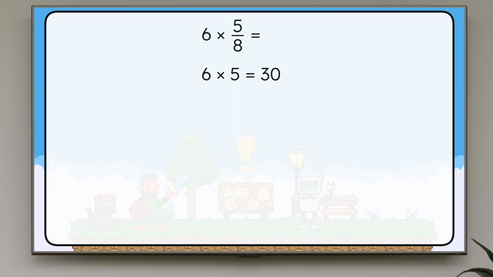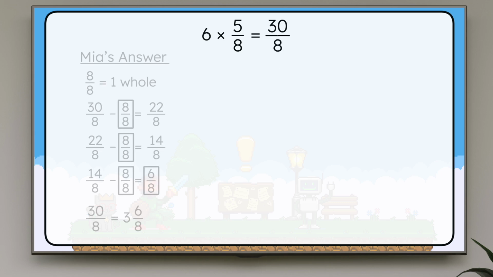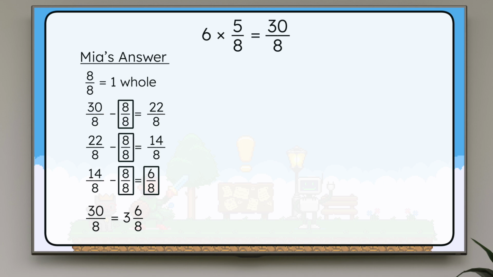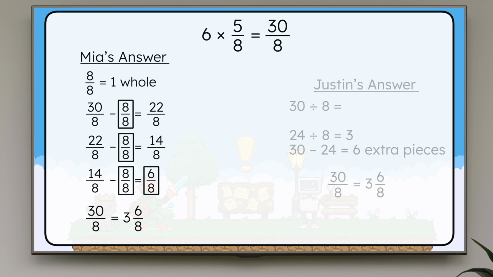Six times 5 equals 30, so 6 times 5/8 equals 30/8. If you use subtraction to convert, check your answer with Mia's over here. And if you used division, check your answer with mine over here. You can pause the video if you need a little extra time to compare.